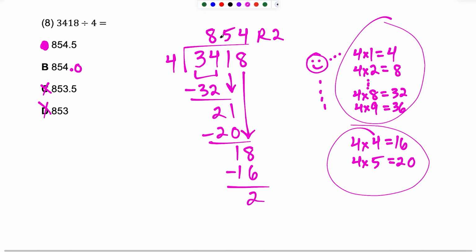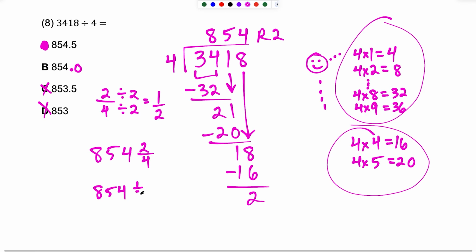854 remainder 2 is the same thing, since we divided by 4, as saying 854 remainder 2, but then we're over 4 like this. And then you should know that 2 over 4 we could reduce by dividing the top and bottom, or the numerator and denominator, by the greatest common factor, which is 2. And if I do 2 divided by 2, I get 1. If I do 4 divided by 2, I get 2. So I could call this 854 and 1/2. Okay, and that's why it's going to be choice A. If you're not seeing the connection here between 854 and 1/2 versus 854.5, well then just know that I could take something like 1/2 and I could multiply it by 5 over 5.